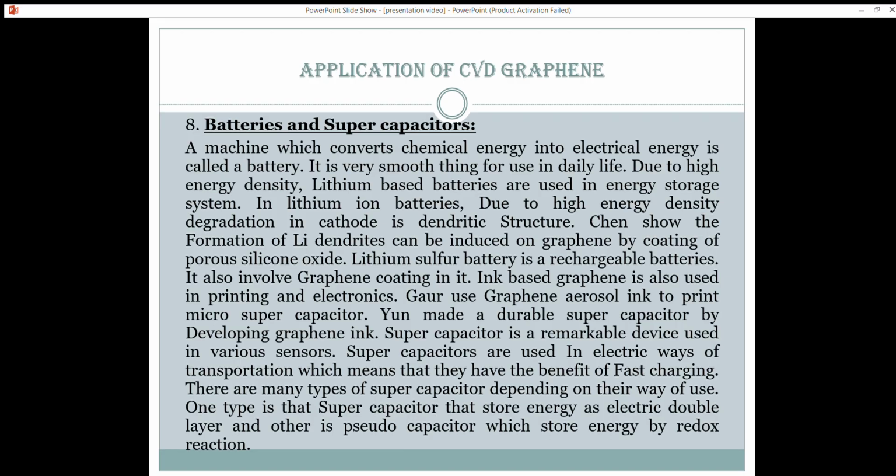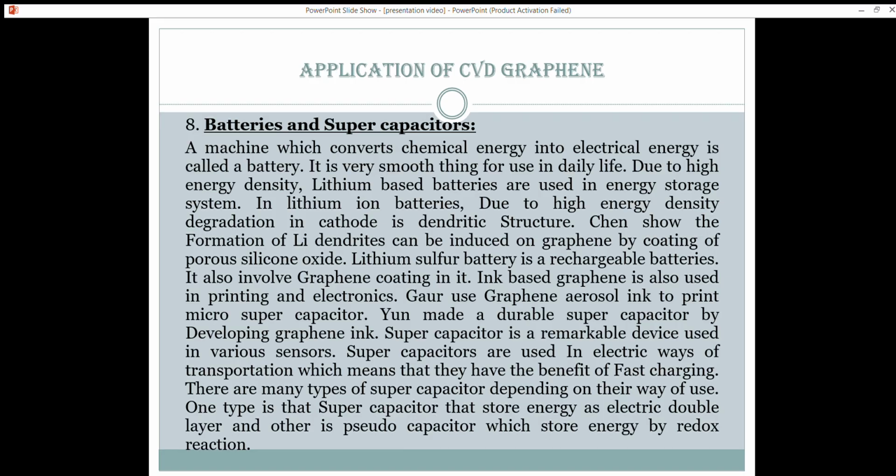In lithium-ion batteries, due to high energy density, degradation in the cathode occurs as a dendritic structure. Ten shows the formation of lithium dendrites can be induced on graphene by coating with porous silicon oxide. Lithium-sulfur battery is a rechargeable battery. It involves graphene coating in it.